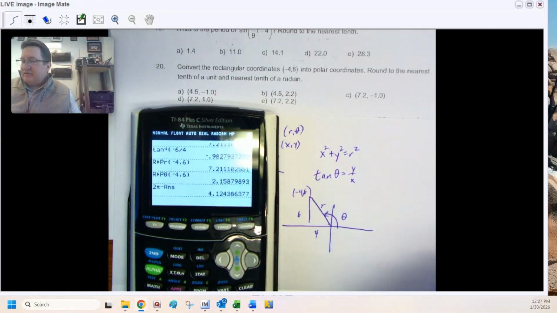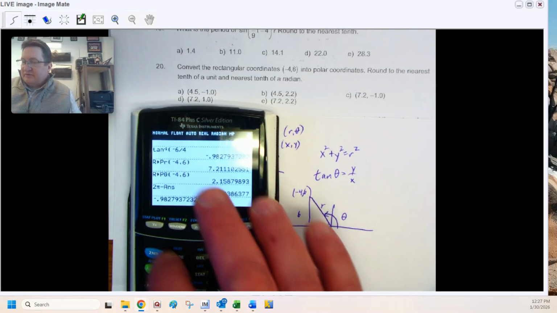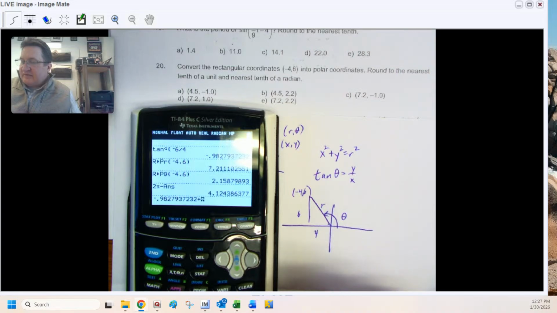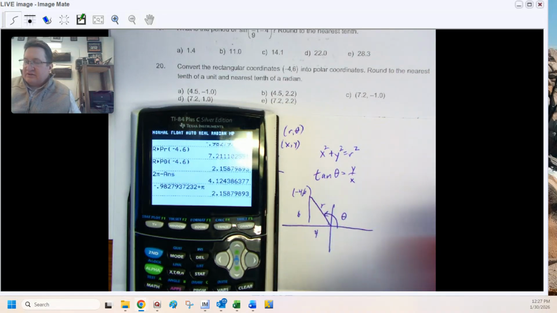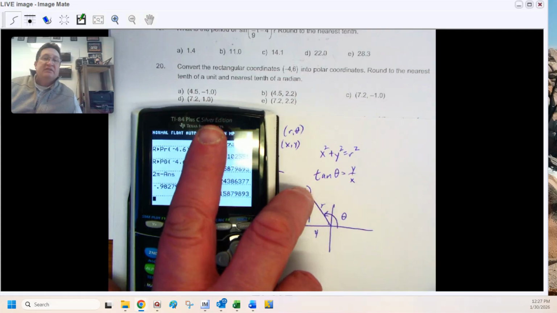That's actually the angle in the fourth quadrant. And so, to be honest, it's safer to use the second angle menu, which gives me the one that's correct. Okay, second angle. So the answer is E.